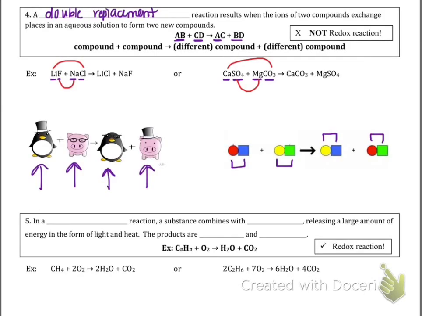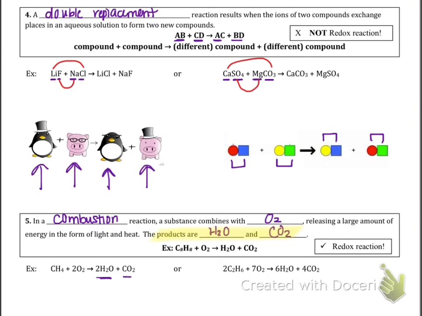The very last type of equation or a chemical reaction you can have is called combustion. Combustion reactions are pretty cool. Okay, you combine the substance with oxygen and it always creates the same products, water and carbon dioxide. This is going to come really handy, this little sentence right here. The products are always water and carbon dioxide.